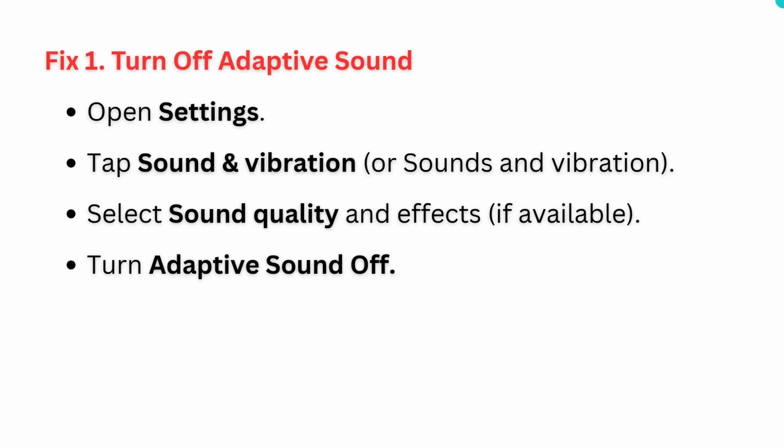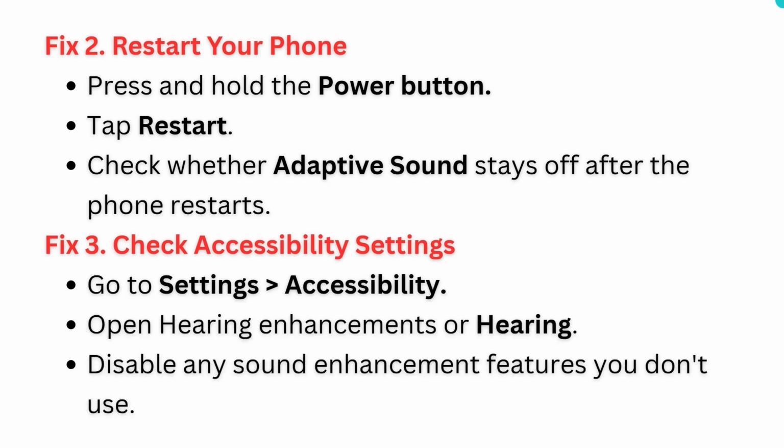Fix 1. Turn off Adaptive Sound. Open Settings, tap on Sound and Vibration or Sounds and Vibration. Select Sound Quality and Effects if available. Turn Adaptive Sound off. Fix 2. Restart your phone. Press and hold the power button, tap restart and check whether adaptive sound stays off after the phone restarts.